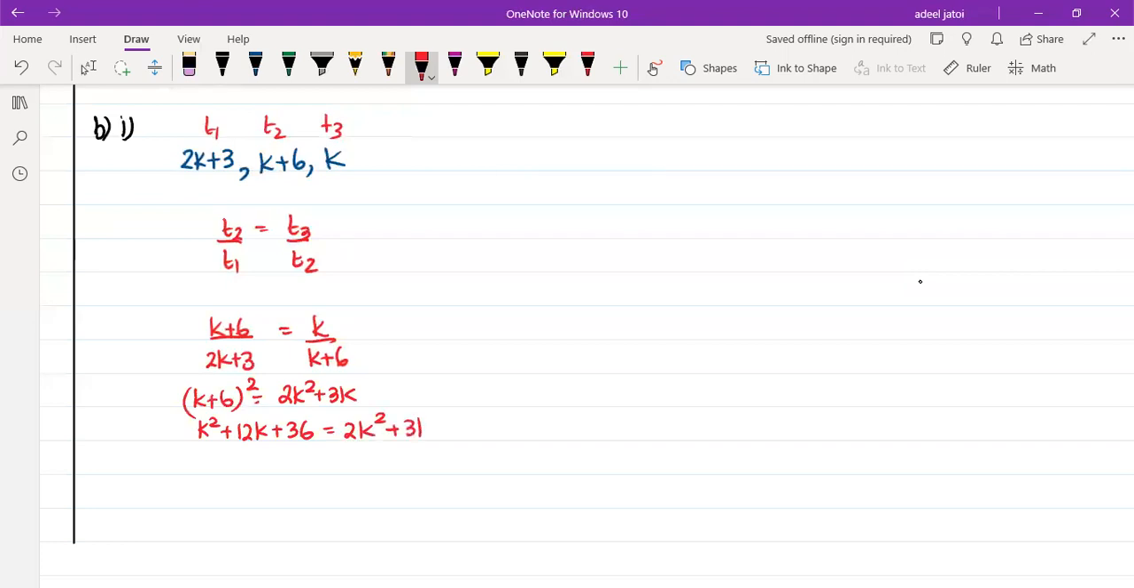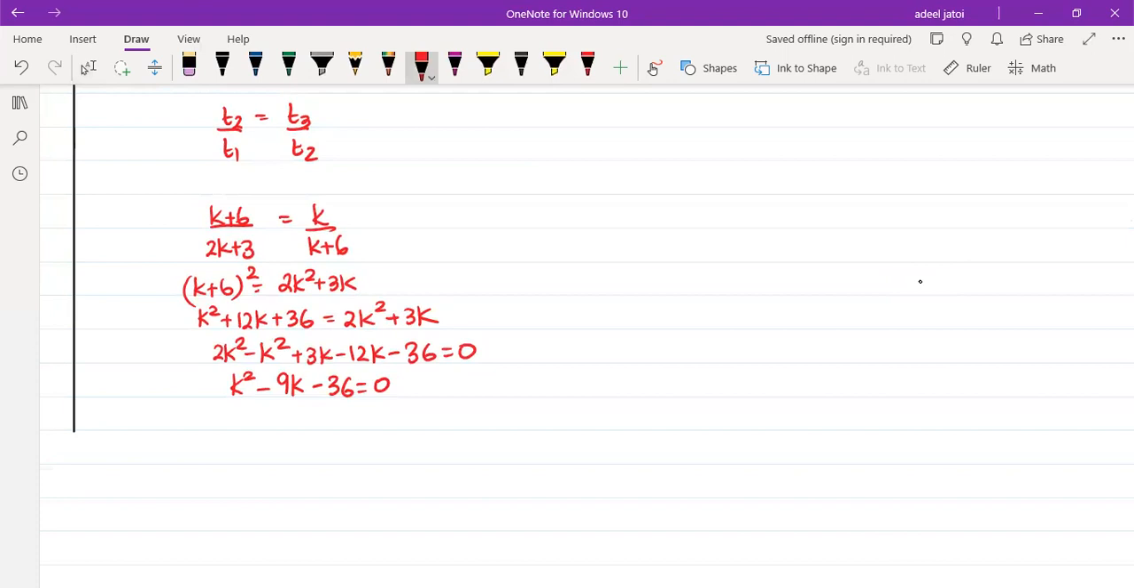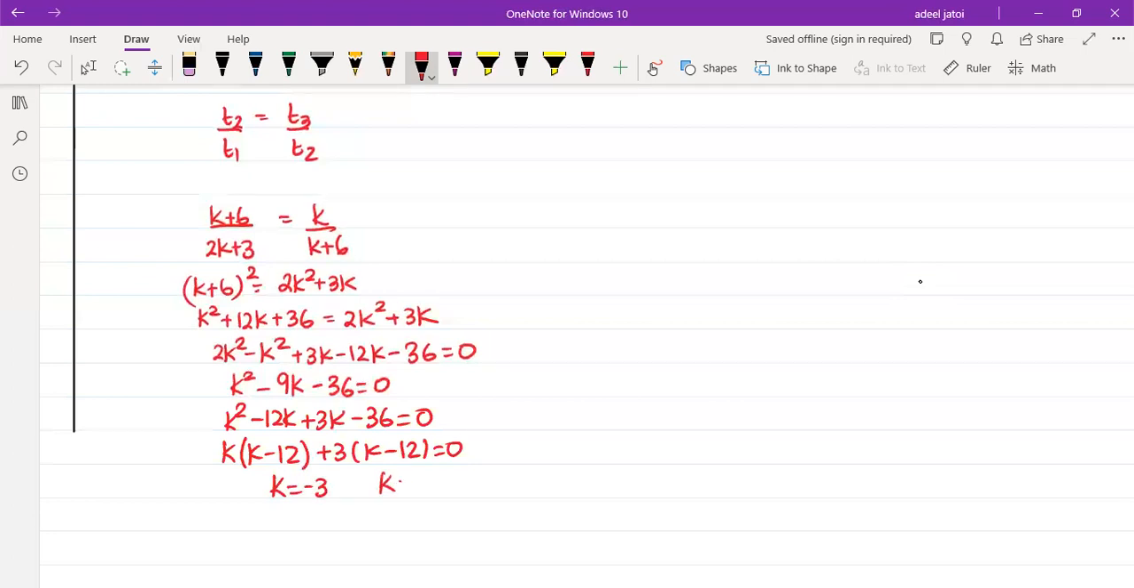2k square plus 3k. Let's have the k terms on one side. 2k square minus k square, plus 3k minus 12k, minus 36 is equal to 0. So this is k square minus 9k minus 36. To get 36 as factors, 12 and 3 give 36, and 12 minus 3 gives minus 9. So k minus 12, k plus 3 is equal to 0. k is equal to minus 3 and k is equal to 12.